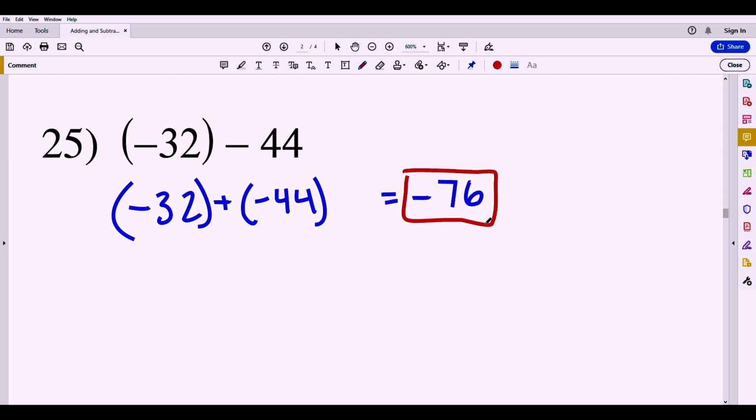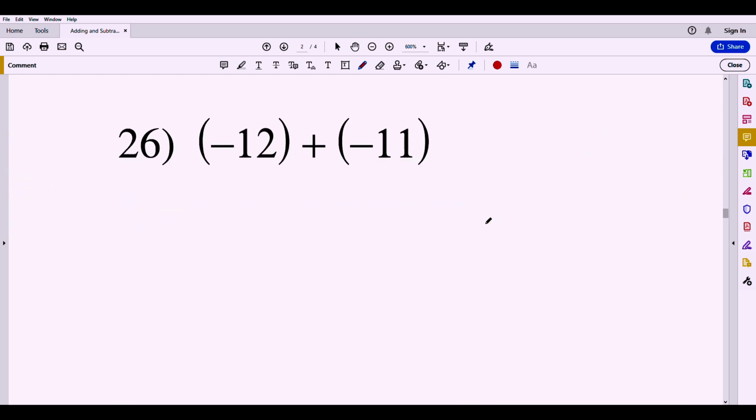Now let's move on to number 26. In number 26, negative 12 plus negative 11. We're starting in the negatives, moving further into those negatives. 12 plus 11 is going to be 23, but remember, we're dealing with negatives, so that's a negative 23.